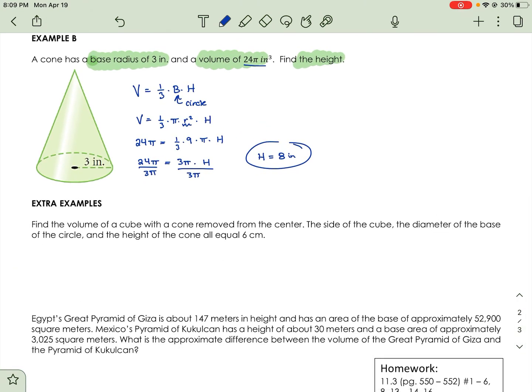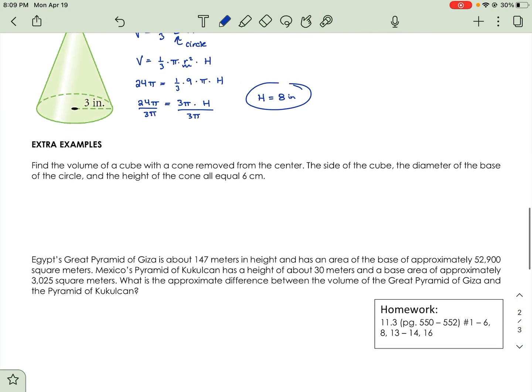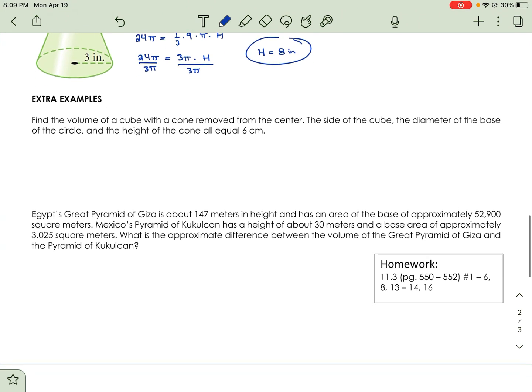Finally, we have 2 more examples. We'll look at the first one and then talk about the second one. So in the first problem, or in that first extra example, it says find the volume of a cube with a cone removed from the center. The side of the cube, the diameter of the base of the circle, and the height of the cone all equal 6 centimeters. So it might be beneficial to draw a picture of what this looks like.